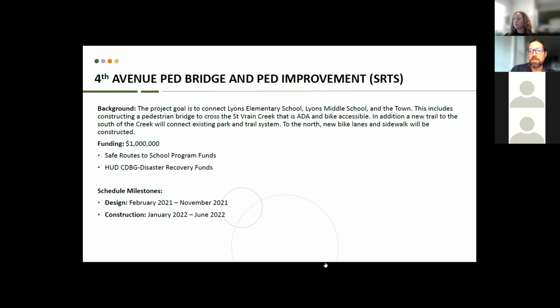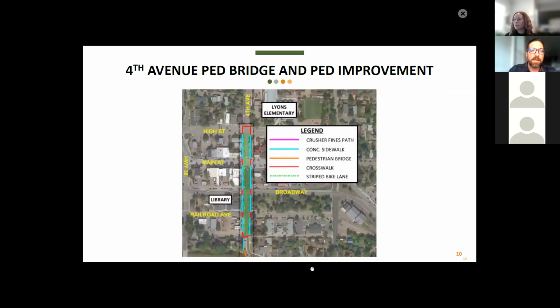And so design will be wrapping up now. We're going to advertise for a contractor any minute, and should be wrapping up early in the summer. Next slide. This map shows the north end of the project. So this is just improving the sidewalks, adding bike lanes. And then you can see at the very bottom, the little orange slice just shows the bridge. So next slide.